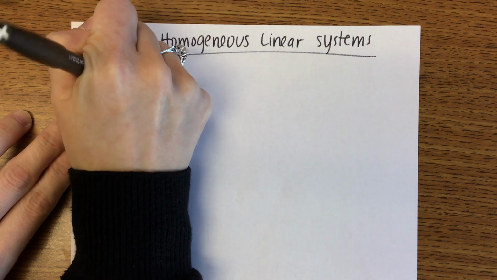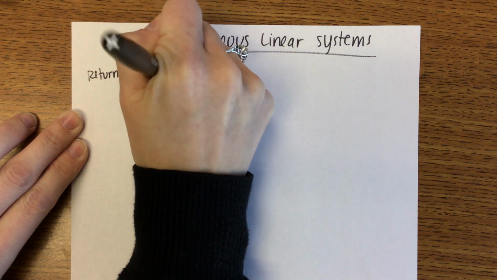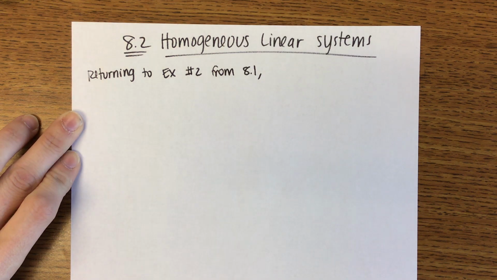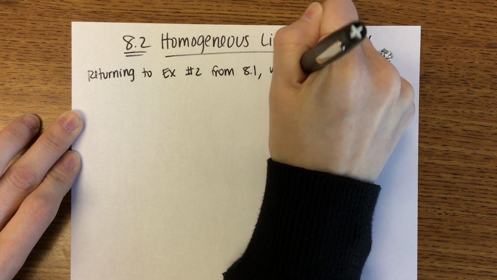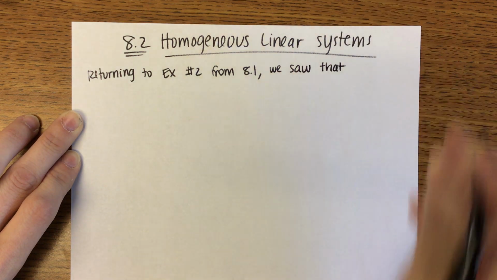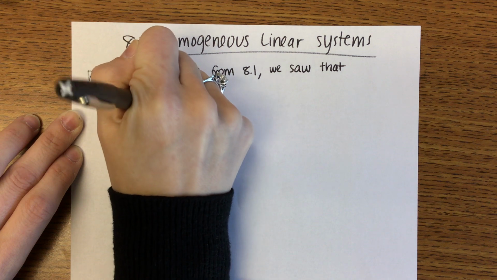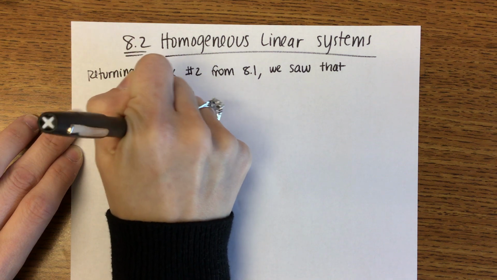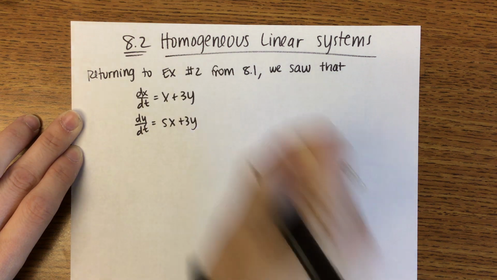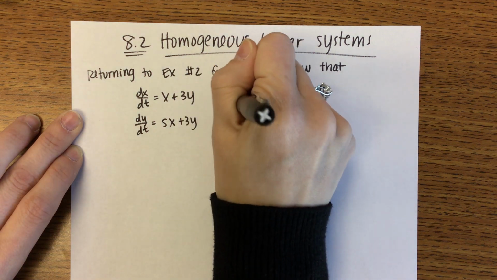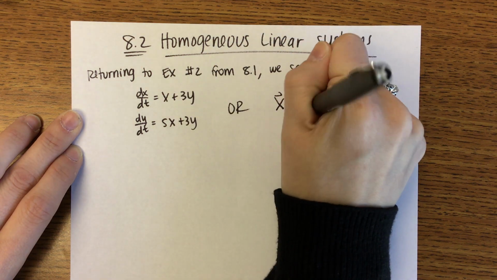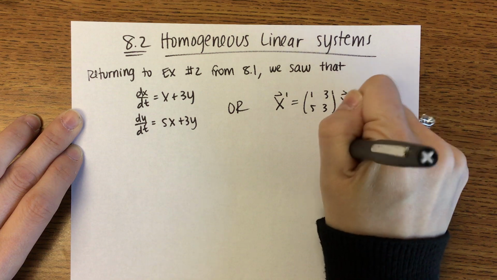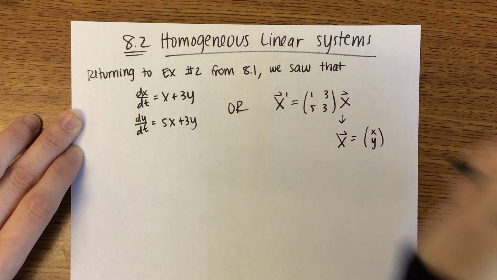We are going to start by returning to example number 2 from 8.1. In that example, we saw the following differential equation, or the following system. dx/dt is equal to x + 3y. dy/dt is equal to 5x + 3y. And then we talked about another way to write this is x prime is equal to [1, 3; 5, 3]x. And we talked about x is the vector (x, y).